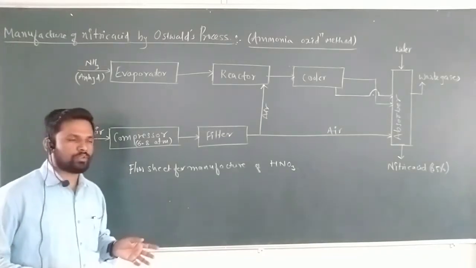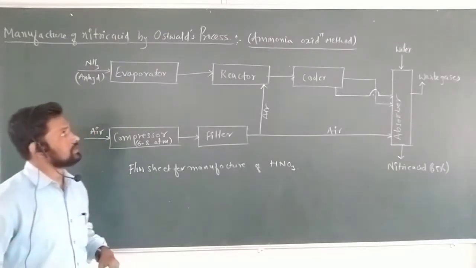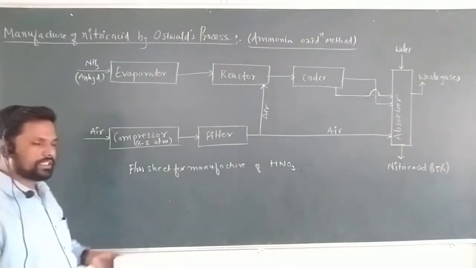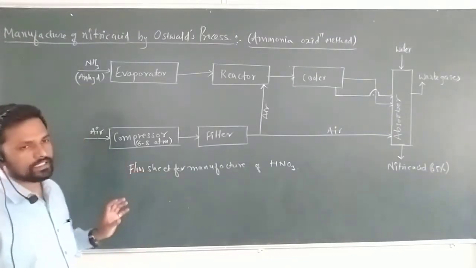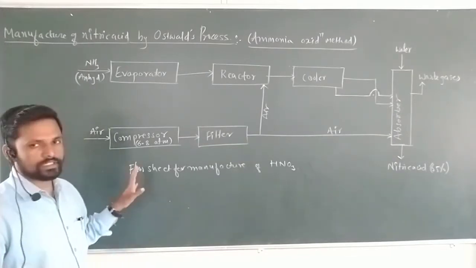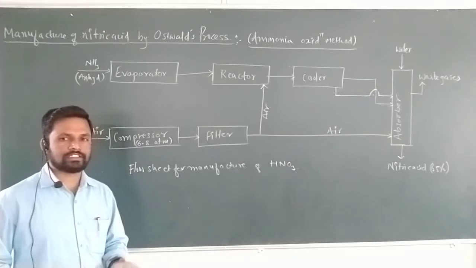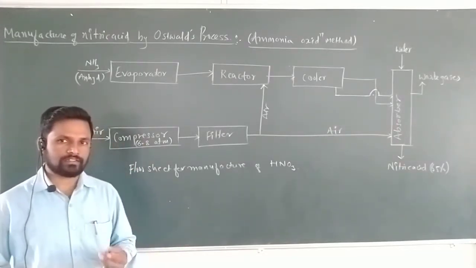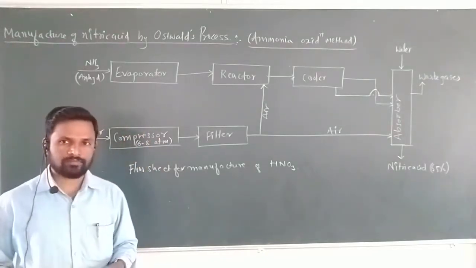Today's point to discuss is the manufacture of nitric acid by Ostwald's process. The flow sheet we are going to see in today's lecture, with a detailed explanation of the plant and the process. Already we discussed in yesterday's lecture the manufacture of the basic chemical nitric acid. The process is known as Ostwald's process.